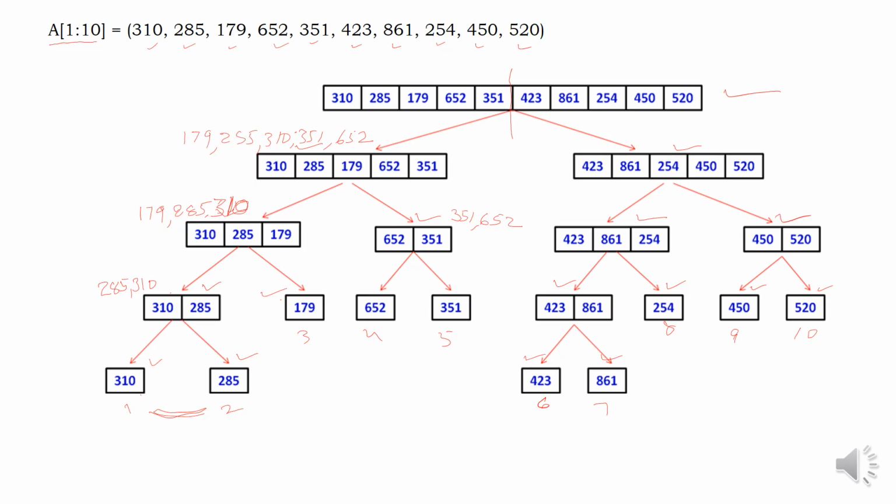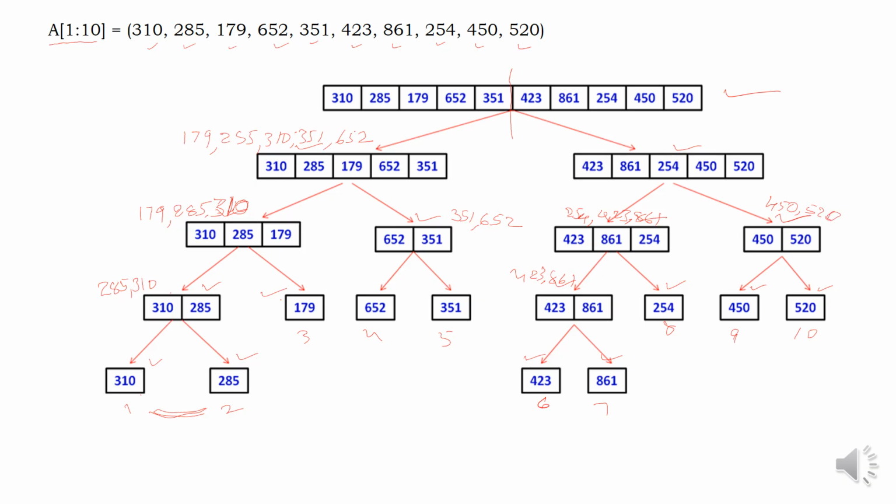So sorted array 6, sorted array 7 are merged together to form another sorted array. That is, 423, 861. Then here I have two elements, here I have one element. One sorted array, the other sorted array. So I will get 254, 423, 861. Here 450, 520. If I merge these two sorted arrays, I will get 450, 520. A sorted array consisting of two elements.